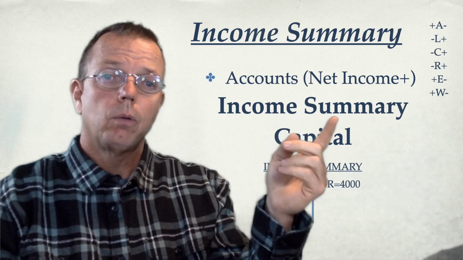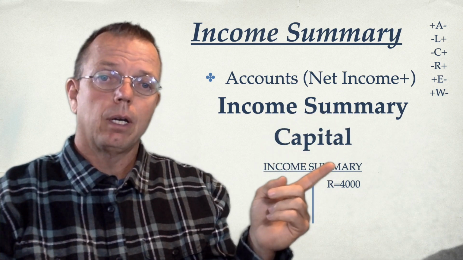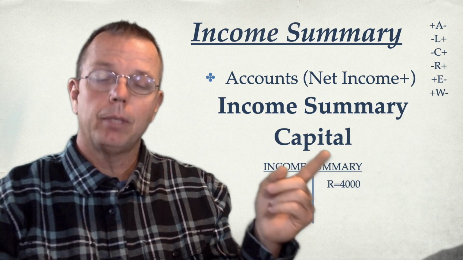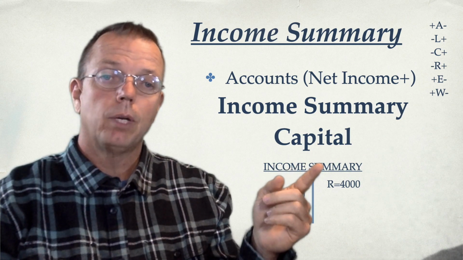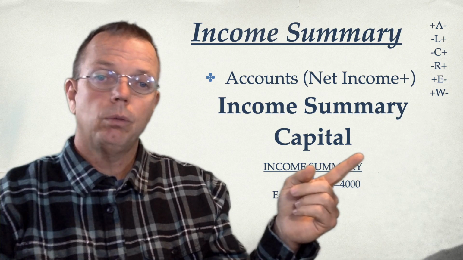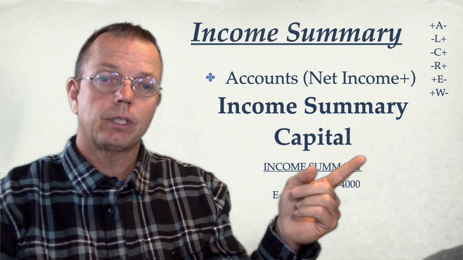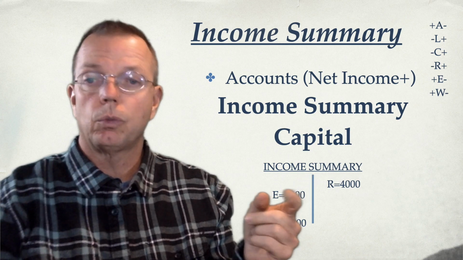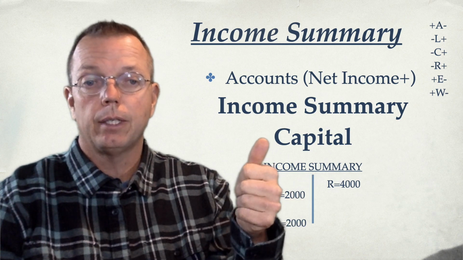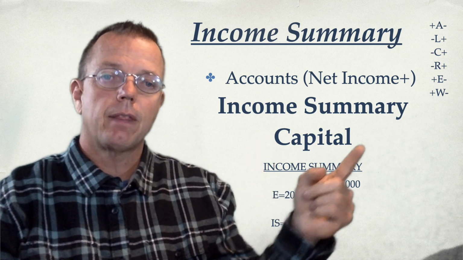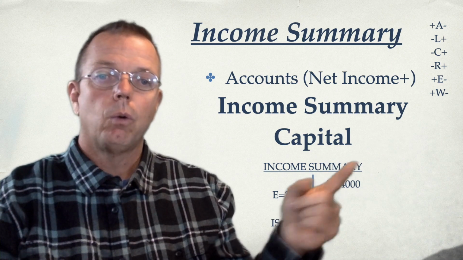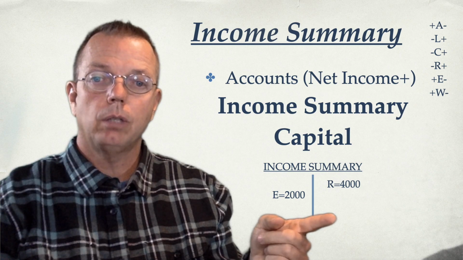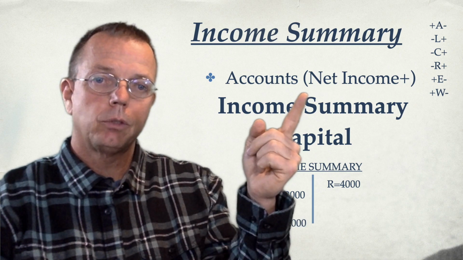So when you're looking at income summary, income is revenue minus expenses, right? Say in this example revenue is $4,000 and our expenses were $2,000. So did we make money? Yes, it was a net income. So in order to balance that out, we now would have to use income summary as $2,000. So that's why income summary goes first.